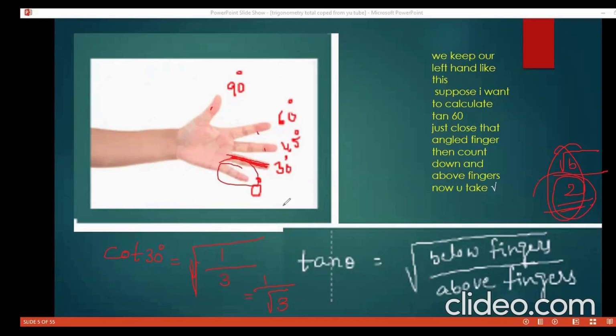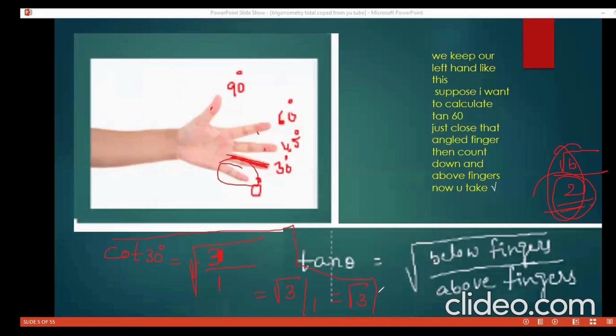Okay, good. Come on, look at this. So, cot 30 is equal to 1 upon root 3, right? Below fingers only 1, by above fingers 3, 1 upon root 3. Below fingers by above fingers, this is tan 30, right? We are taking cot 30. So, you have to reciprocate, right? So, what do we get? 3 upon 1, right? So, we are getting root 3 upon 1. That is root 3. So, cot 30 is equal to root 3.